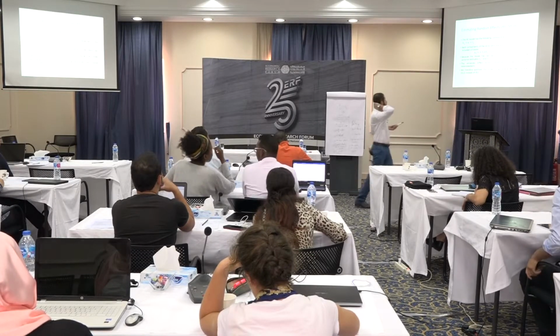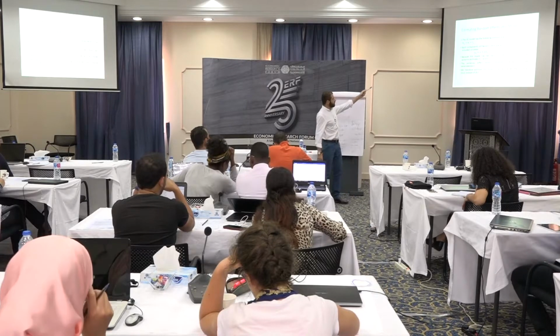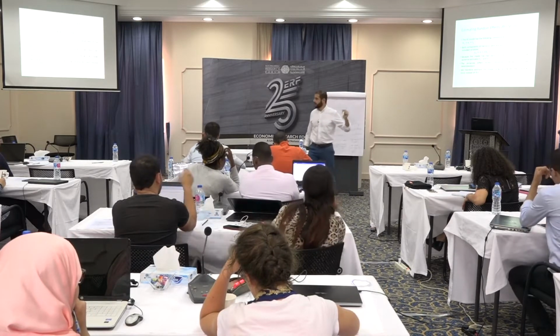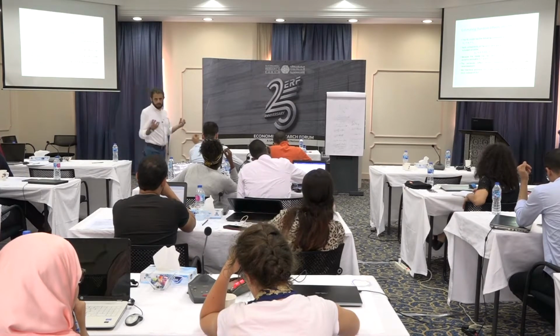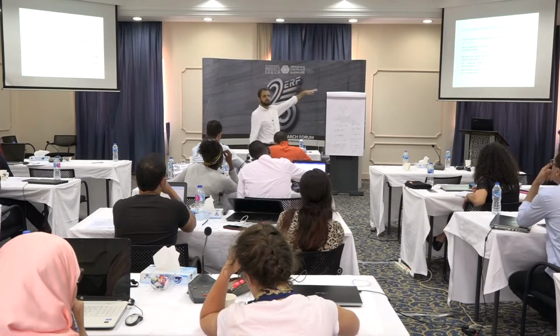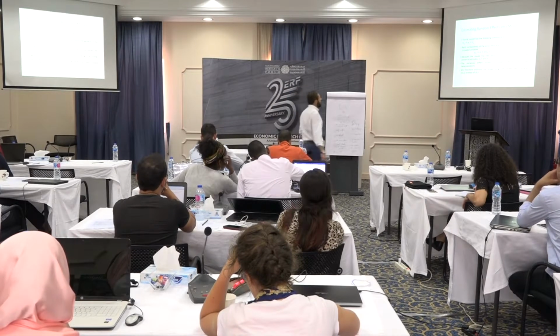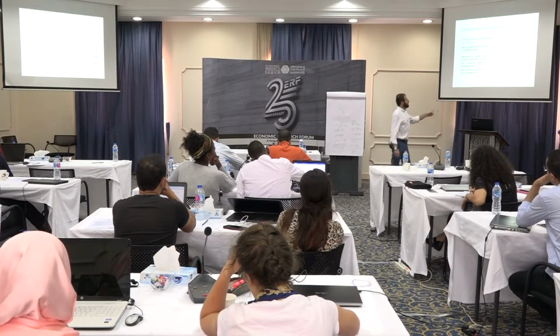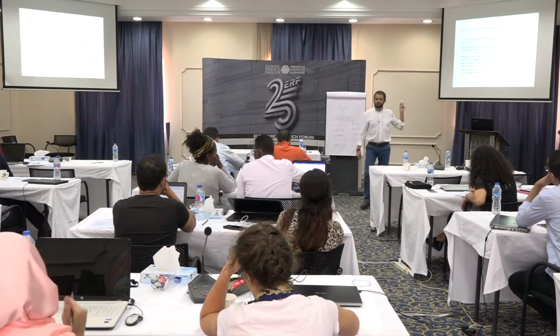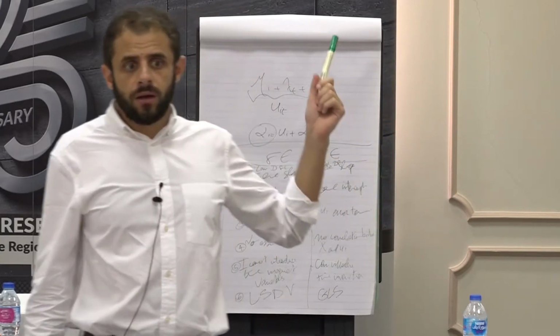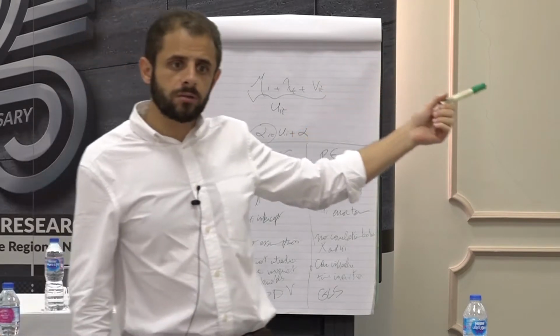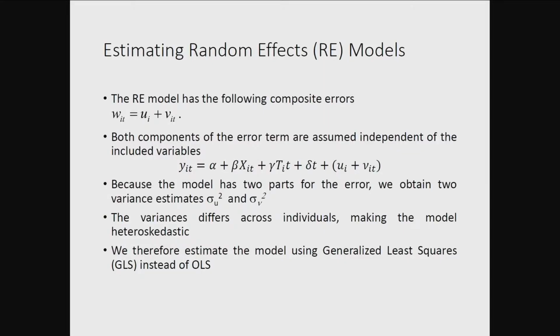How can we estimate this? So as I said, the random effect model in general has a composite error where we have two components in the error term. One which is the initial error, which is epsilon IT, and the other one which is the individual dimension, which is UI. Both components of the error term are assumed independent of the included variables in order to satisfy the exogeneity condition. Because if we do not comply with the exogeneity condition, this means that we cannot have unbiased estimates of beta and the other intercepts.